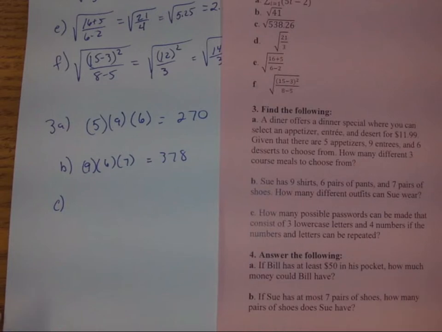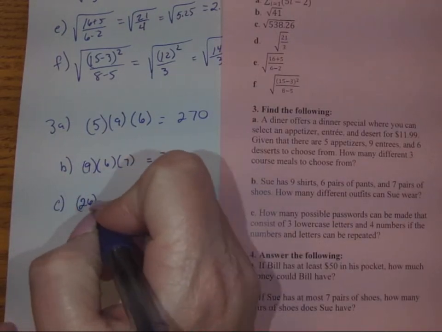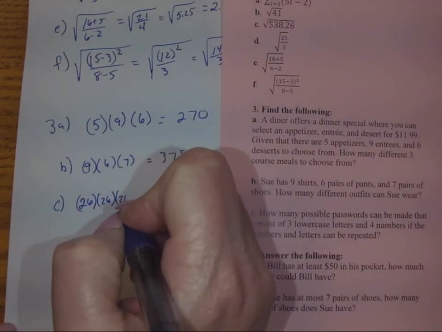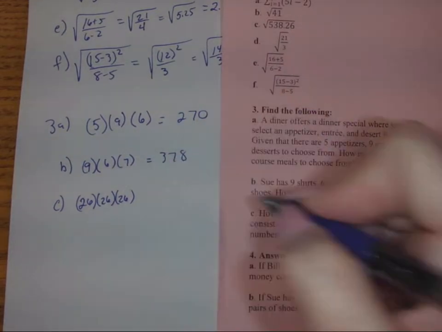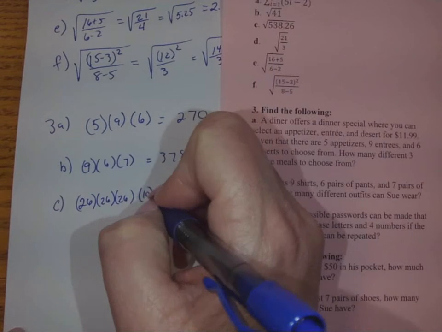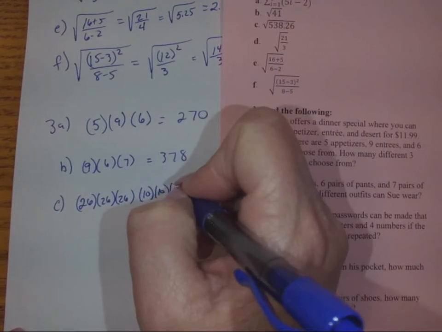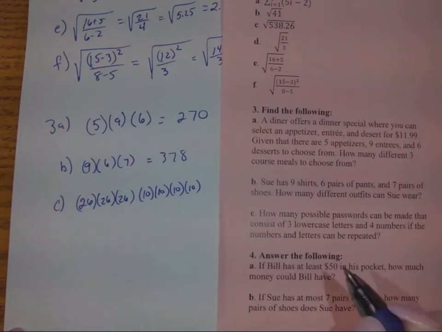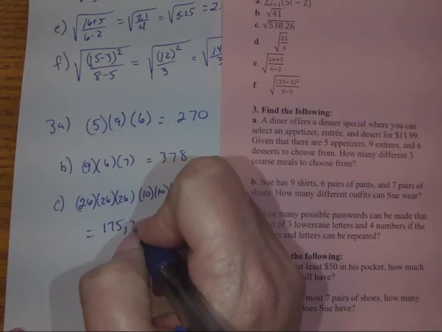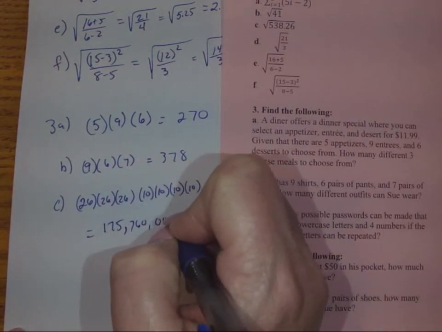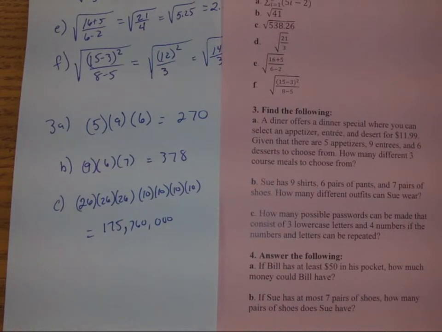So we had 3 letters, so it'll be 26 times 26 times 26, and there's 10 numbers, 0 through 9, and there's 4 of those, so it'll be 10 times 10 times 10 times 10. And that will get us 175,760,000. So 175,760,000 different ways that you can do the passwords.